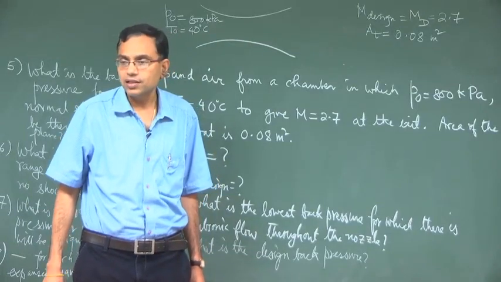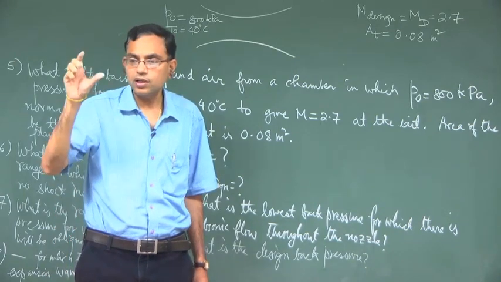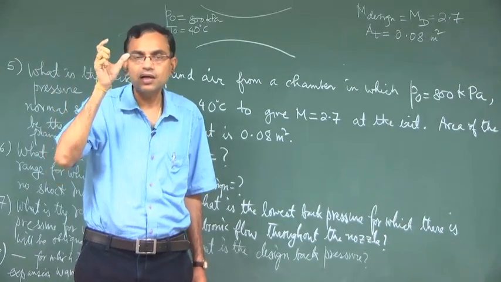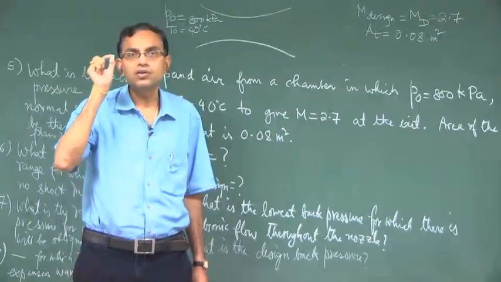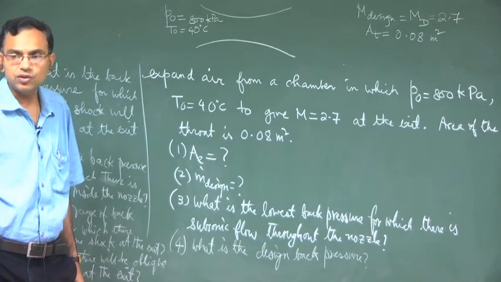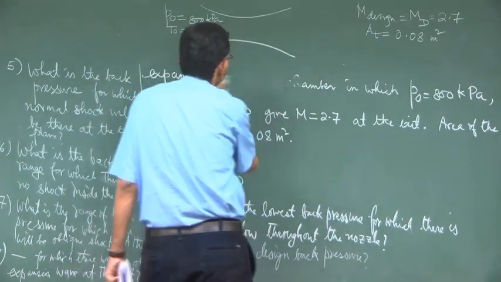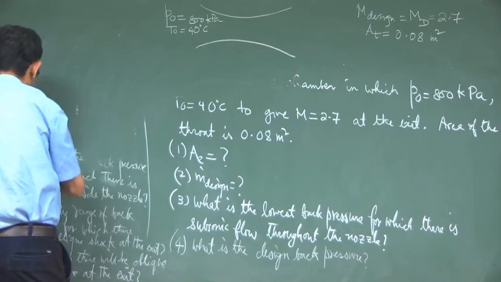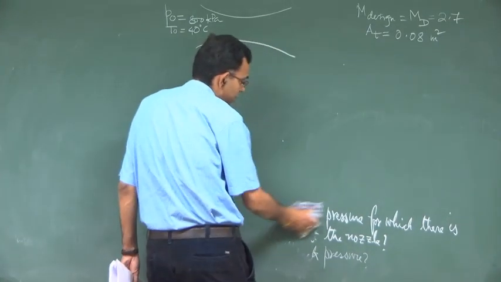Remember that area of the throat is not always A star. Area of the throat is equal to A star when the sonic condition exists at the throat. So, one should not confuse area of the throat with A star, but there is a condition when area of the throat is same as A star, and that is the condition where the sonic condition itself exists, and if it exists we know it will exist at the throat. So, we will work out different parts of this problem.